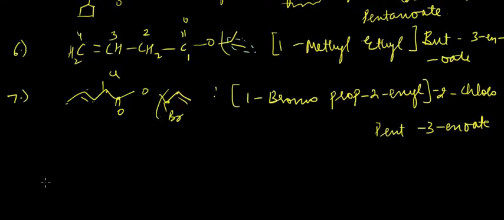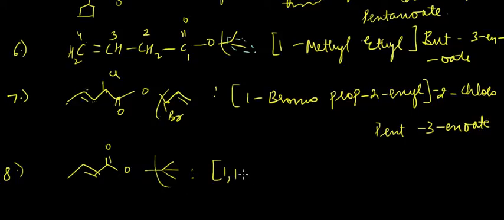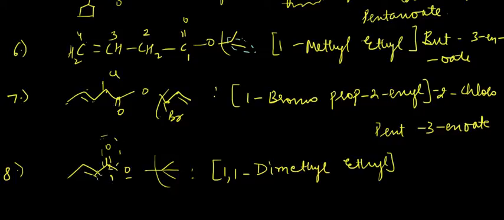Okay, let's look at the eighth example. Now here we have something like this. For this part we have 1,1-dimethylethyl. This completes the alkyl part on the left hand side of the ester group, and for the right hand side of the CO group we have 1, 2, 3 and 4 carbon atoms. So but, the double bond is on the third carbon atom, so but-3-enoate would be the right answer.